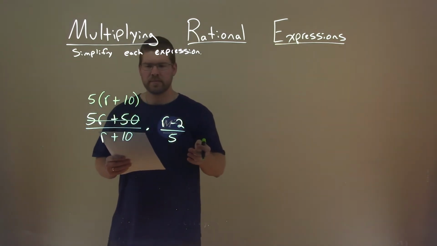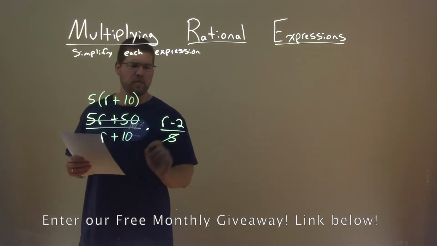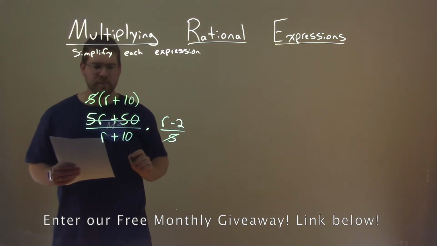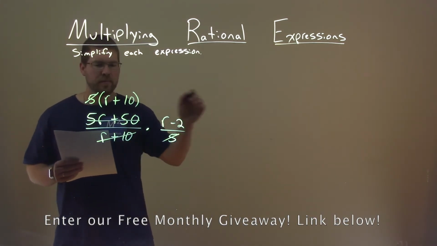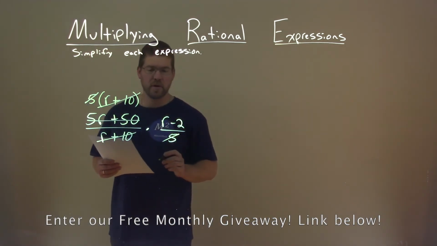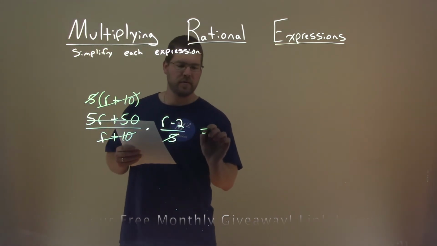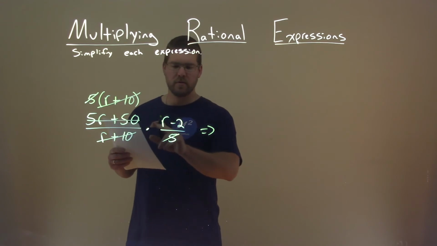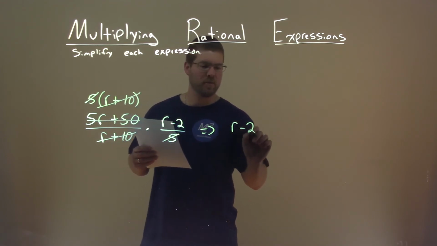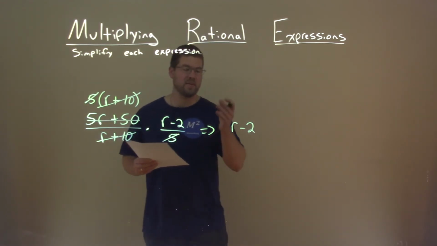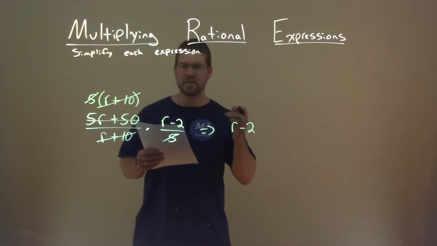Not really. So let's cross off what we can. 5 here, and 5 in the numerator. r plus 10 in the denominator, r plus 10 in the numerator. So this actually simplifies pretty easily. Our final answer, or bring over just the r minus 2, that's what's left. And that's it. That's our final answer, r minus 2.